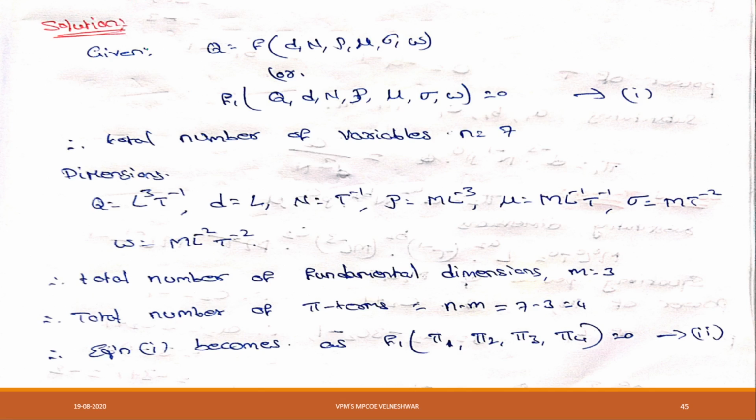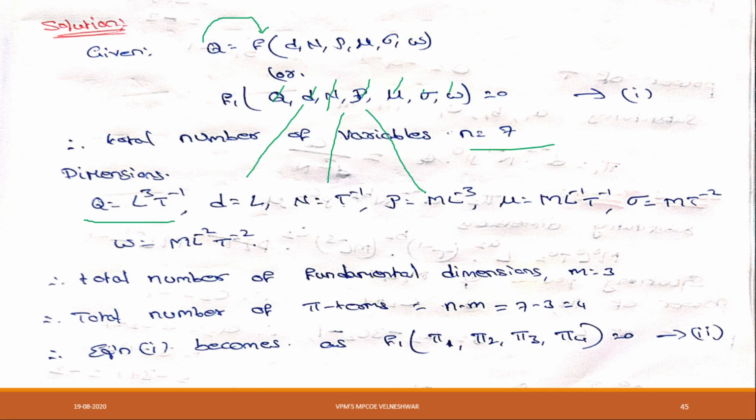Now this equation can also be written as f1 of Q, D, N, rho, mu, sigma, w. How many variables are we having? 1, 2, 3, 4, 5, 6 and 7. So the total number of variables n is equal to 7. Give the dimensions of each. Q is equal to L power 3 into T power minus 1. D is nothing but L. N is equal to T power minus 1.